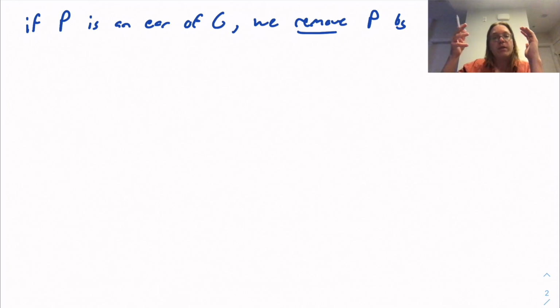But if the path P has more than one edge to it, so if its length is larger than one, then when you erase its edges, you're going to have created some isolated vertices, right? All of the vertices that were in the interior of the path P, those will be degree 2 in G. When you delete the edges of P, they turn into degree 0 vertices. So they just become isolated vertices, and we want to get rid of them. So we're going to remove P by first deleting the edges of P from G.